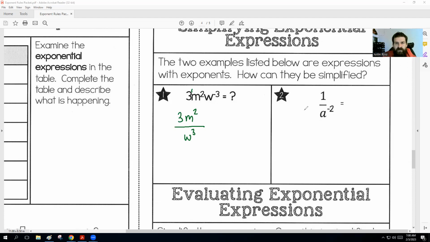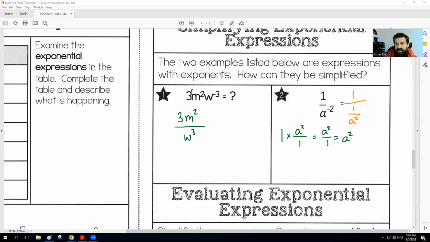All right, next one, we're going to do it the long way, but then we're going to talk about the shortcut. If we've got 1 over a to the -2nd, really this is 1 over a squared. That's kind of weird, right? We can take a number and divide it by a fraction. Mathematically, there's a property that says instead of dividing by a fraction, we can multiply by its reciprocal, meaning we multiply by a squared over 1. And 1 times a squared over 1 is just a squared over 1, which is just a squared.